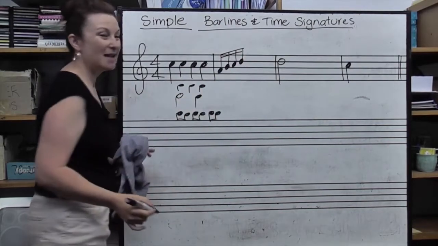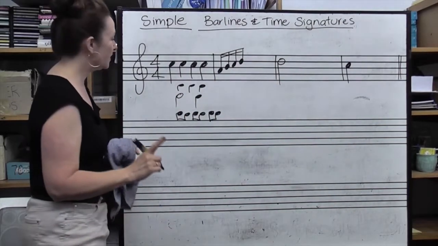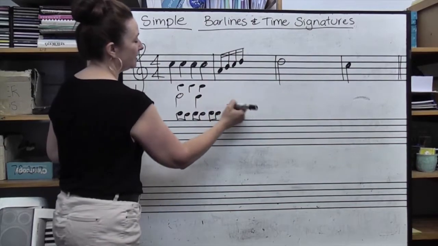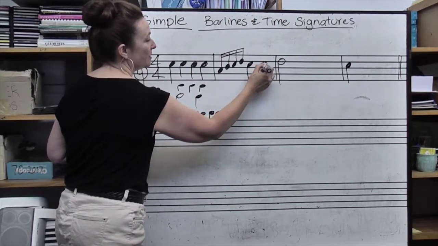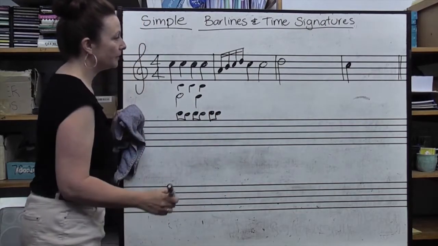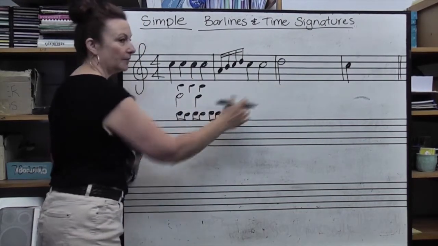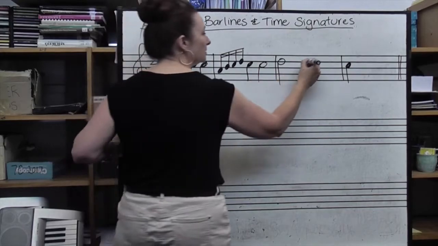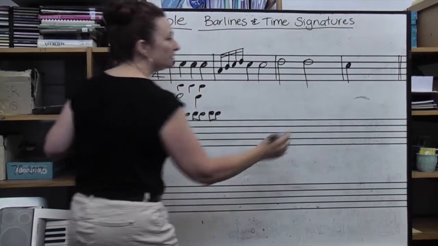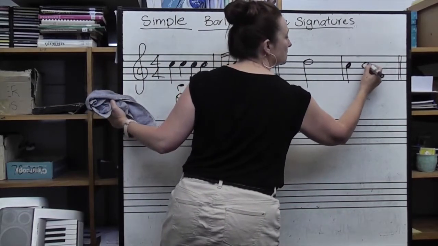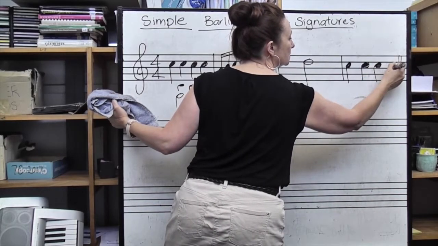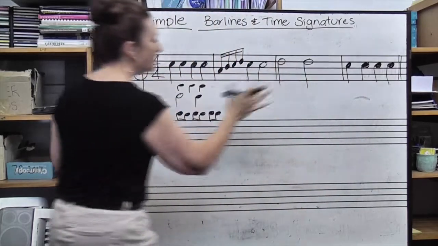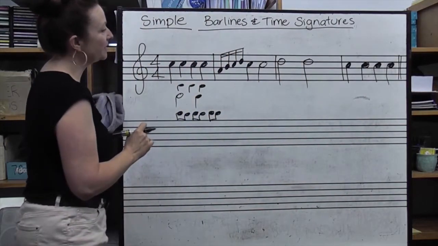Here, how many beats are in there? There's 1. So we need to put another 3 in. Let's just make it easy on ourselves and go. That makes it 2, that makes it 4. What about this one? We've got to put 2 more. And this one, 3 more. 1, 2, 3. As long as every bar adds up to 4 beats, we're right.